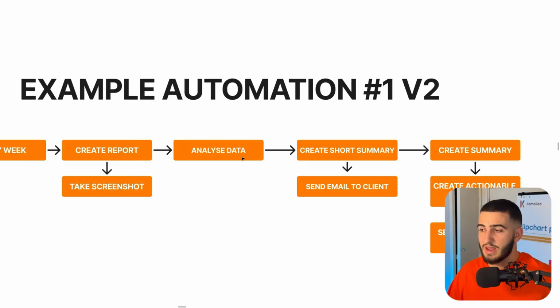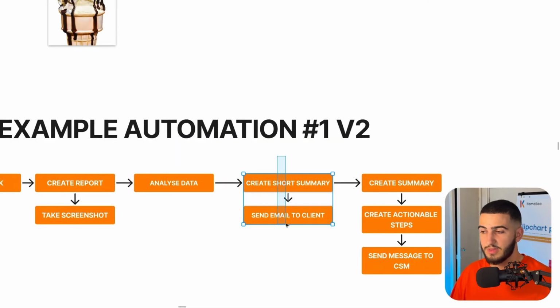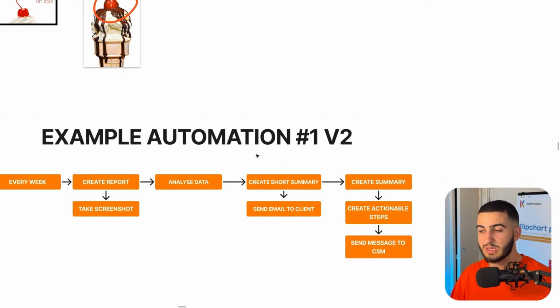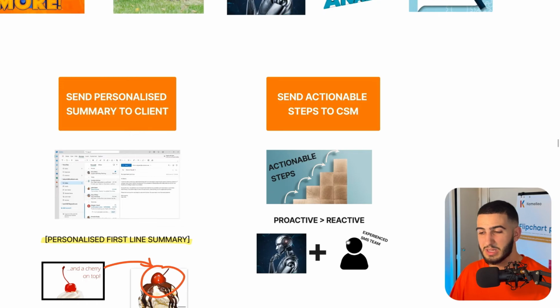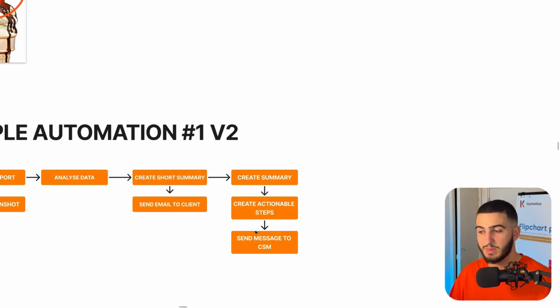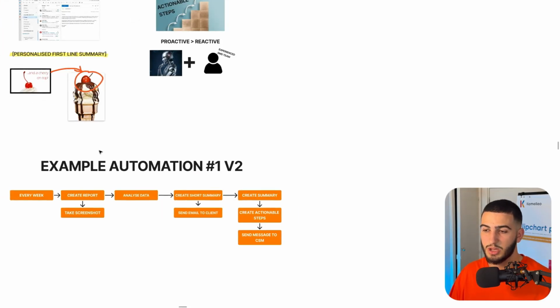But basically, we'll go ahead and analyze the data. And here we're doing one of two things. Firstly, we're creating a short summary that we're going to send in an email to the client, right? With the first line being personalized. It doesn't have to be anything crazy, just a little bit of a personal touch. And then we're creating a summary with actual steps that we send to the relevant customer success manager. So once again, they can have an action plan on how to improve that client's experience, and then they can go ahead and pass it on to your fulfillment team and so on and so forth.